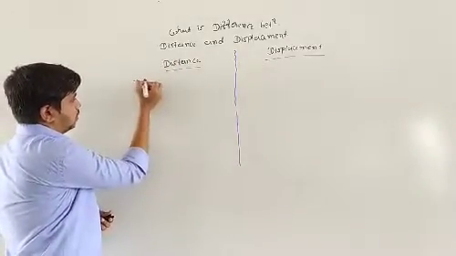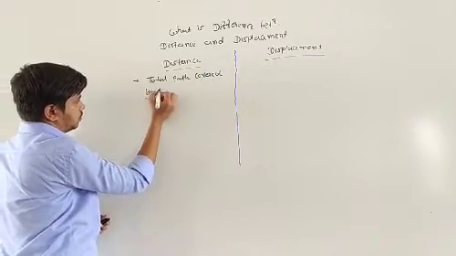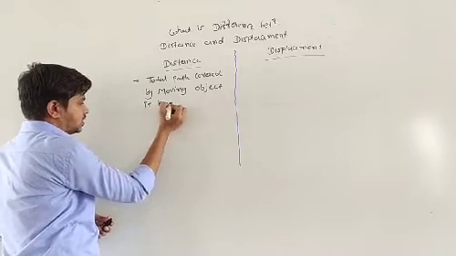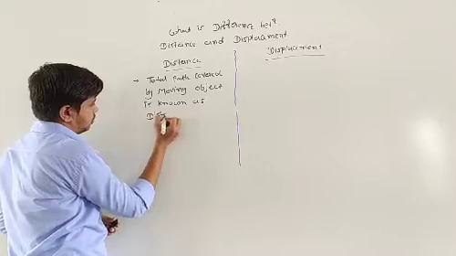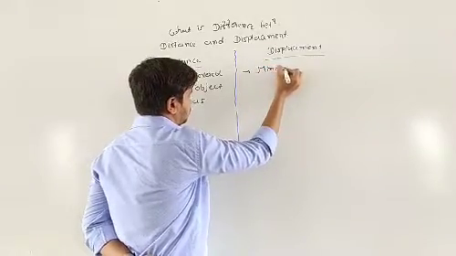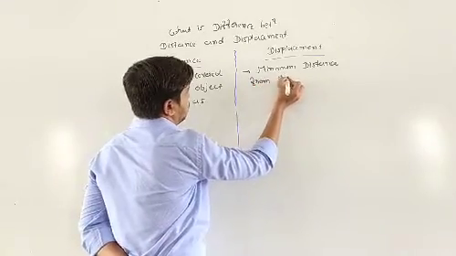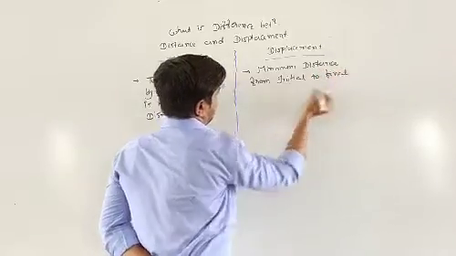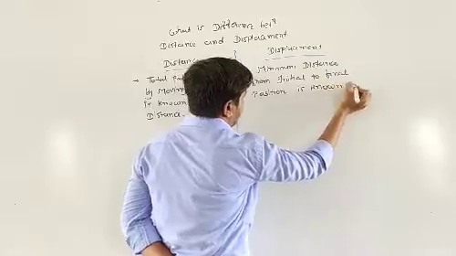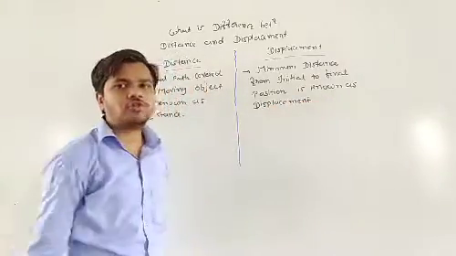So first of all, for the distance, the total path covered by a moving object is known as the distance of that object, and the displacement, the minimum distance from the initial to the final position is known as displacement. So the first one is the definition.